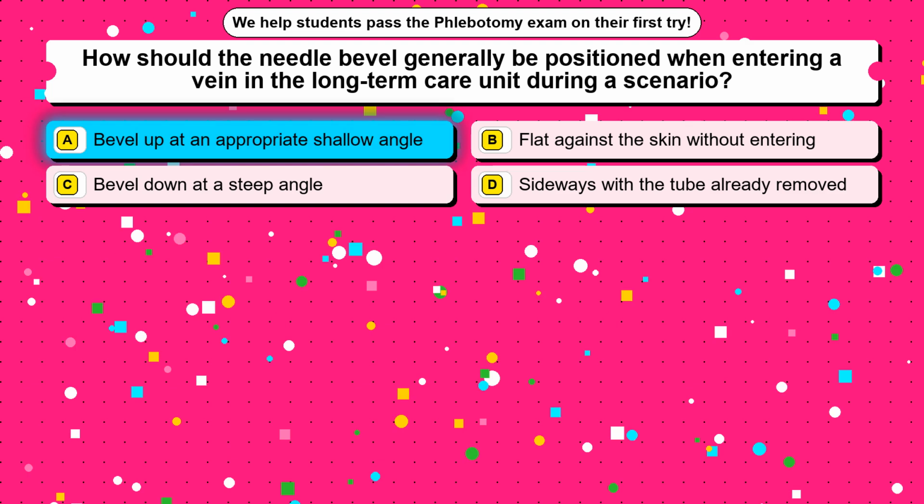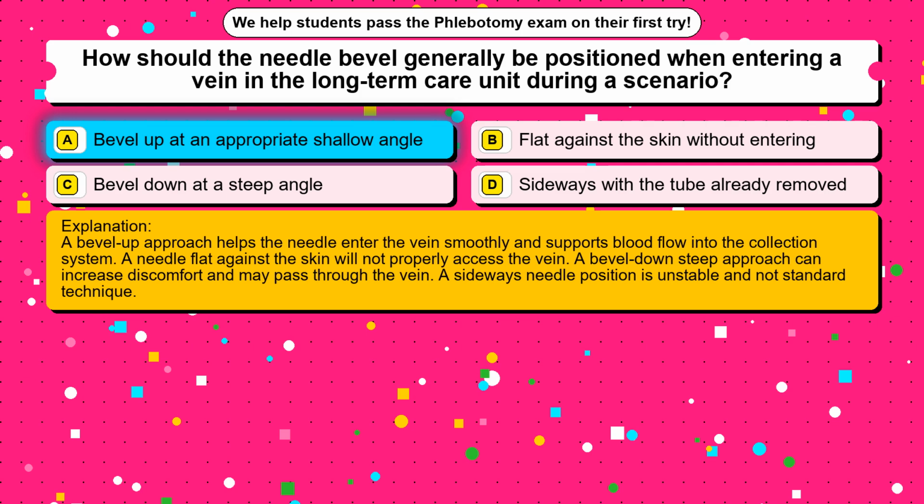The correct answer is option A. Bevel up at an appropriate shallow angle. A bevel up approach helps the needle enter the vein smoothly and supports blood flow into the collection system. A needle flat against the skin will not properly access the vein. A bevel down steep approach can increase discomfort and may pass through the vein. A sideways needle position is unstable and not standard technique.